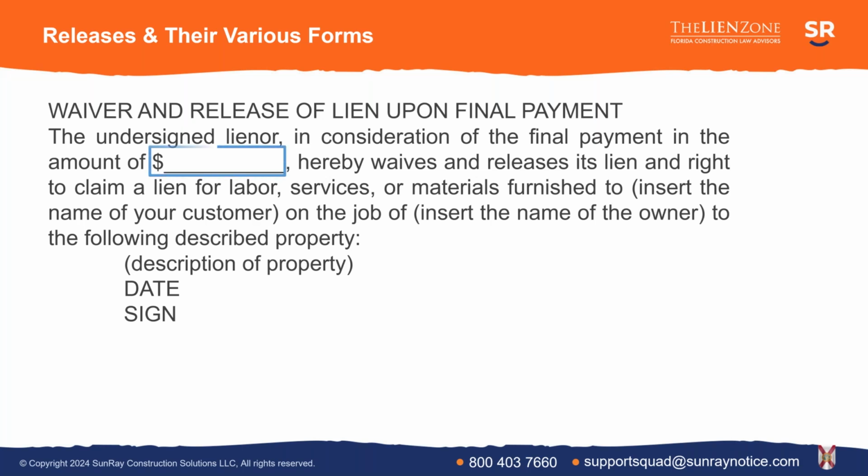You'll notice that it has a blank for the amount of money that you are expecting to receive if you are giving someone this release and getting a check. But you'll also notice that it has no through date. So remember, the progress release has a through date in the body of the document. The final release does not. And the reason that it does not is that it is effective on the day you sign it. So just know that if it doesn't have a through date, it's effective on the day you sign it.